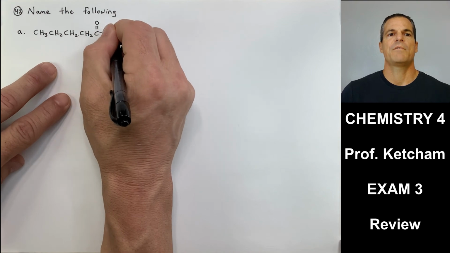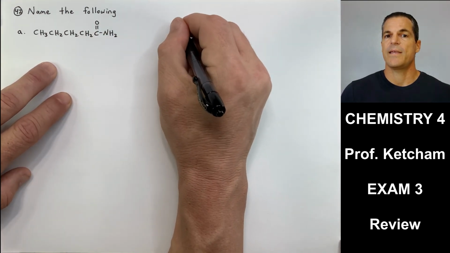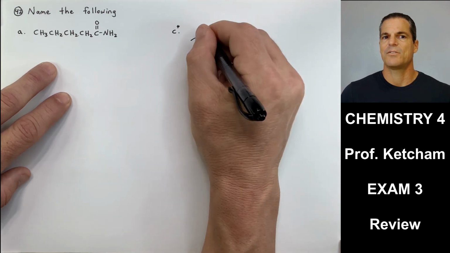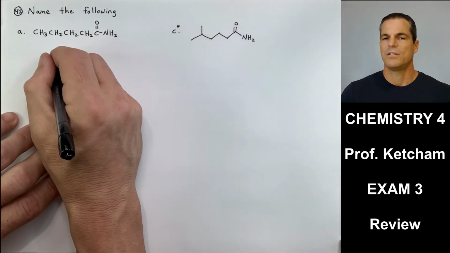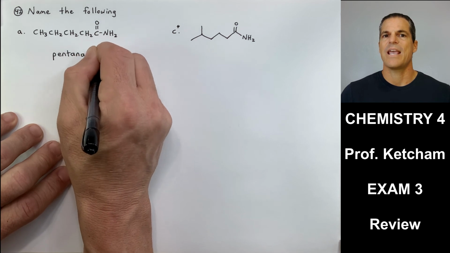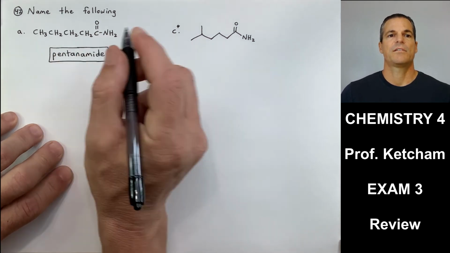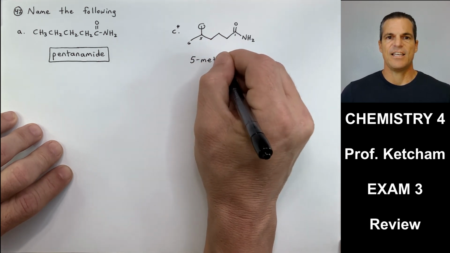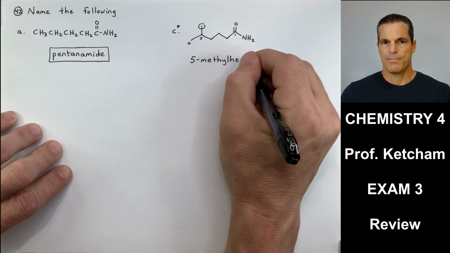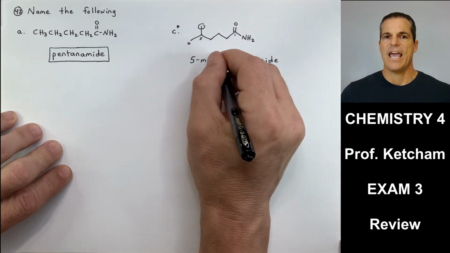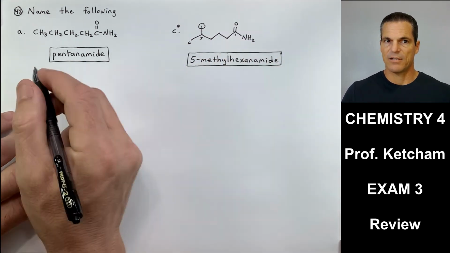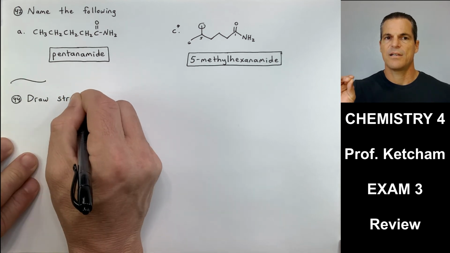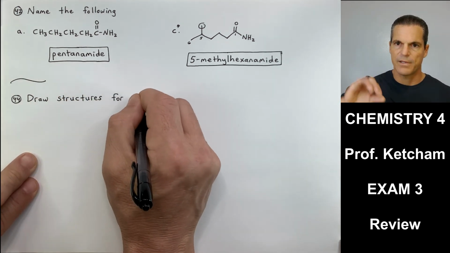Number 42, name the following. Okay, I still see the NH2 group like I've been seeing in the past, but now it's attached to a carbon that's a C double bond O. These are no longer amines, these are amides. Okay, so this is 1, 2, 3, 4, 5. This is pentanamide. In C, I've changed it up a little bit. But this is 5-methyl hexanamide. Amides are on the very end of the chain. Amides, carboxylic acids, aldehydes are all on that final carbon. Okay.